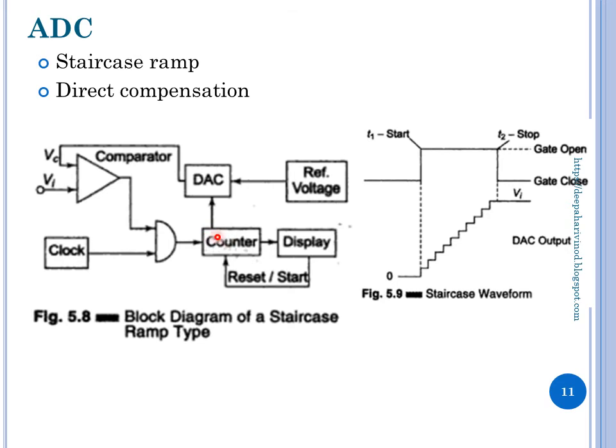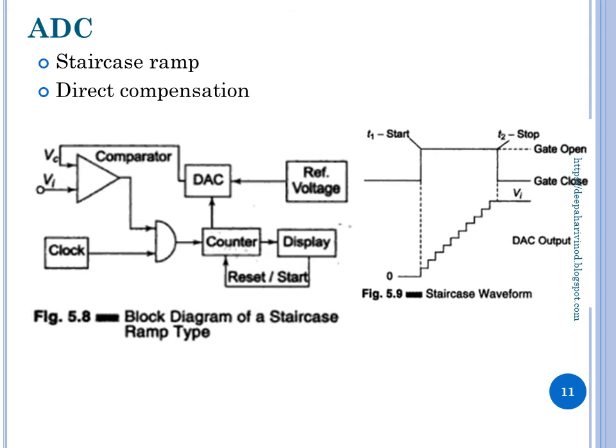Each count corresponds to a constant DC step in the DAC output voltage. The number of counts is directly proportional to VC and hence to VA. This is how the ramp type staircase works.